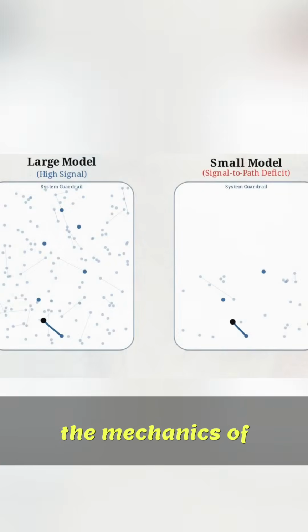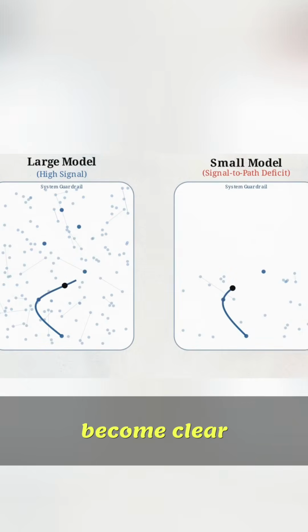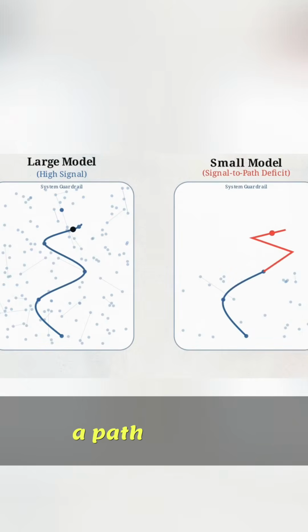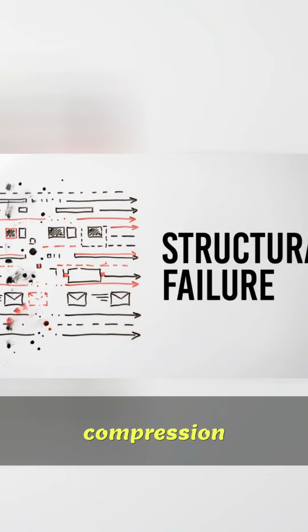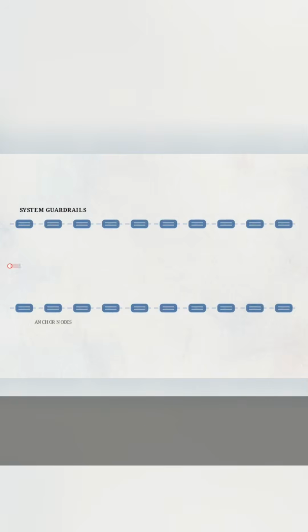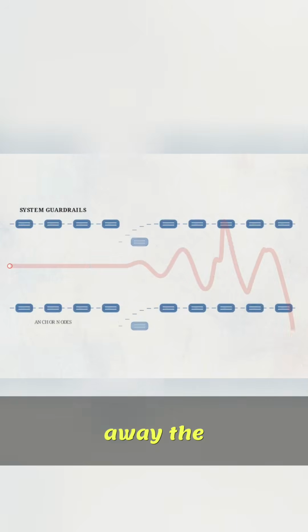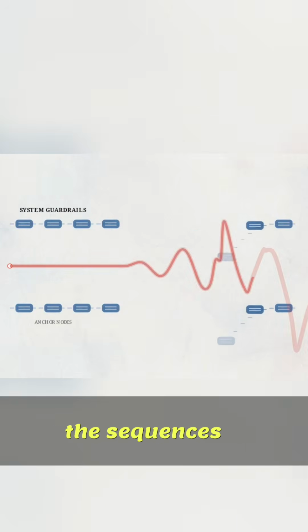Looking at these inference pathways side by side, the mechanics of hallucination become clear. A model fabricates information whenever it must choose a path forward, but lacks the internal signal to choose correctly. Due to heavy parameter compression, small models operate in a continuous state of low signal. This is the signal-to-path deficit. Operating in a constant deficit strips away the model's structural control over the sequences it ultimately selects.